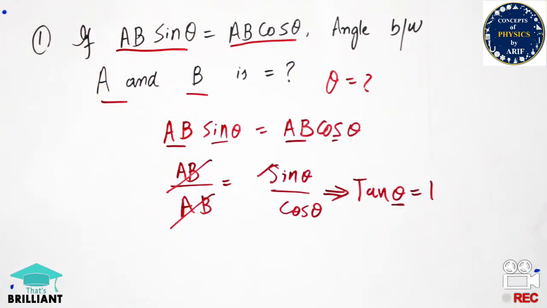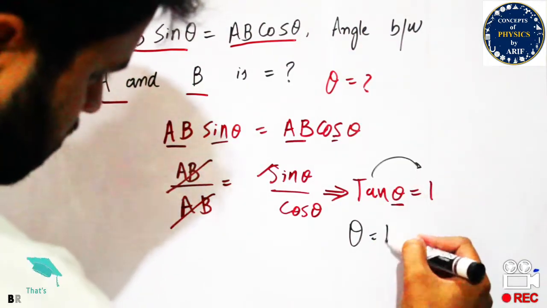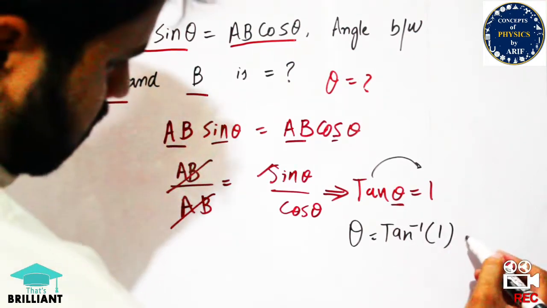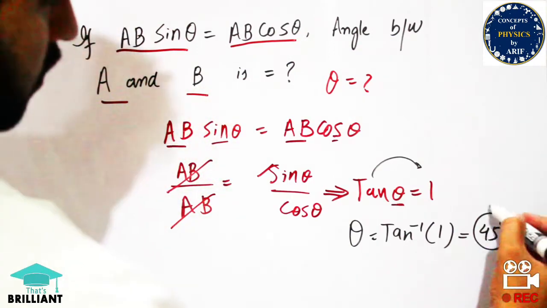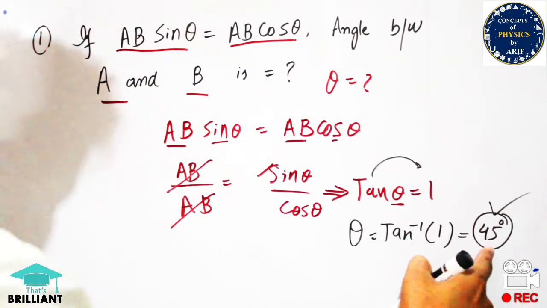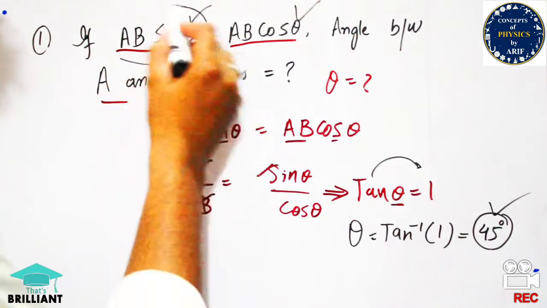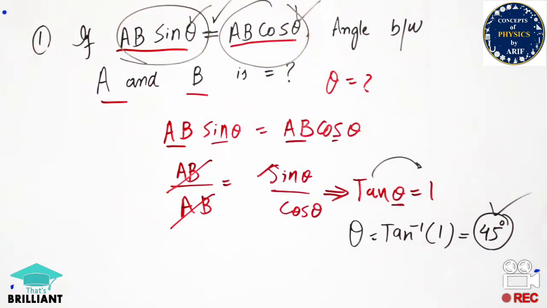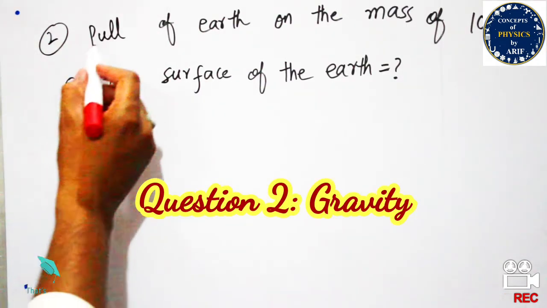Theta is equal to tan inverse of 1, as tan goes to the other side of the 1. In the calculator we can calculate that theta is equal to 45 degrees, because tan inverse 1 is 45, and you can tick this answer in the answer box. If we put the value of theta in these two expressions, then the value of AB on both sides will be equal.